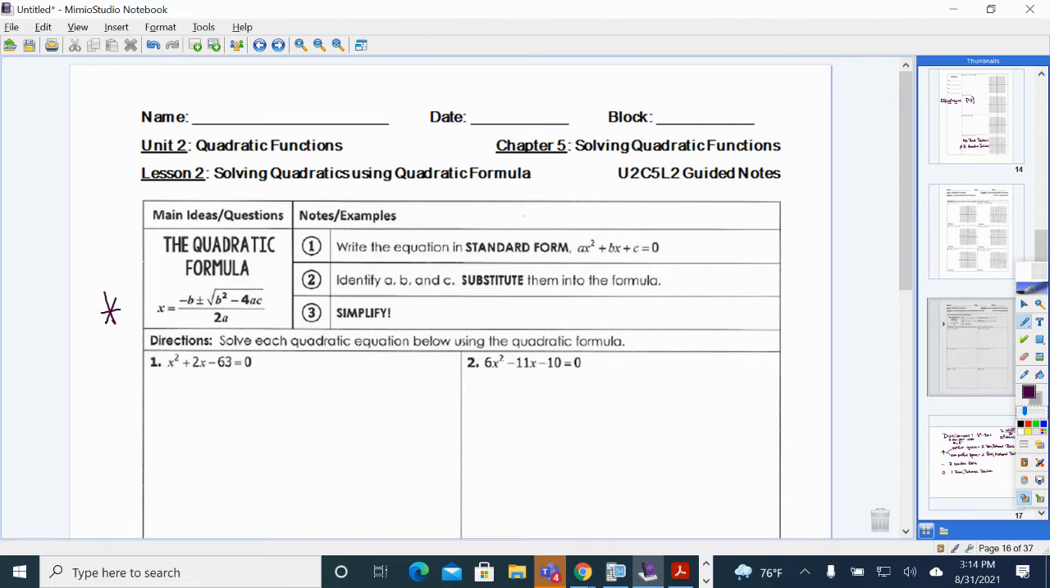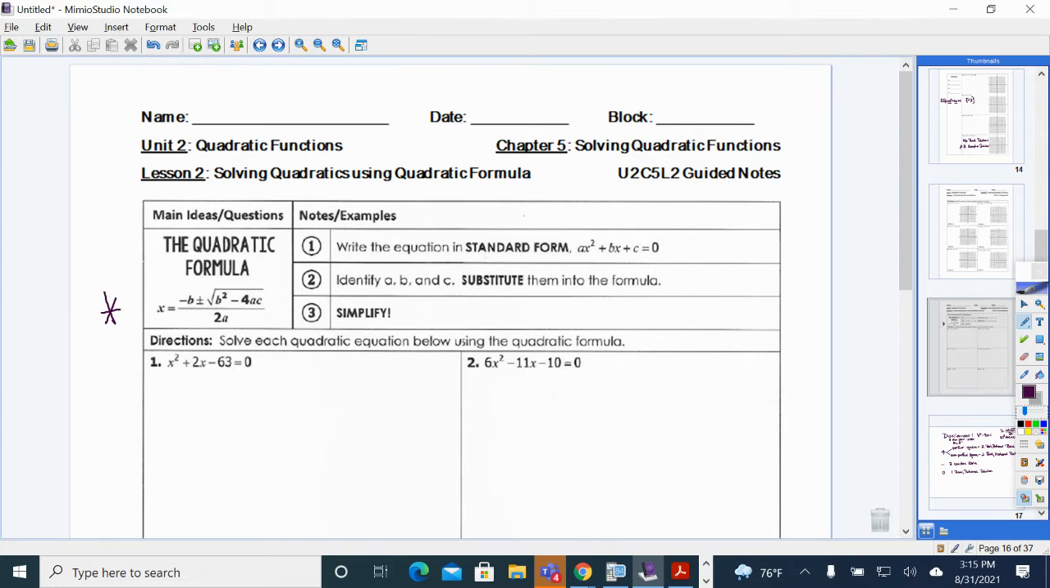So the quadratic formula is one of the many methods that we're going to look at on how to solve a quadratic function. Lesson number 1, we talked about solving by graphing. In this lesson, again, we're solving using a formula. You need to learn the formula. You need to have it memorized. We'll talk more about that in class. But you need to memorize the quadratic formula.